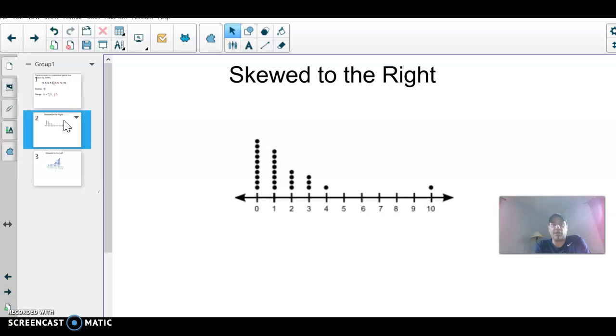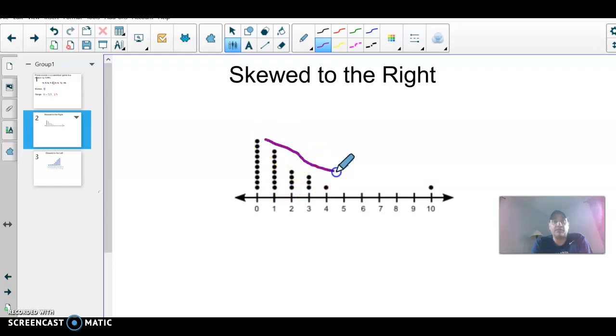The word skewed to the right. So in this dot plot, let me go back to my pen. I have some data, a lot of dots on 0, a lot on 1, but notice it's going down, and it's going down to the right. So that means the data is skewed. Just trying to make a nice arrow there for you. It's skewed to the right. It means it's going down gradually to the right. There's actually an outlier here too in this one. That 10 is considered an outlier because it's so far away from the other dots.